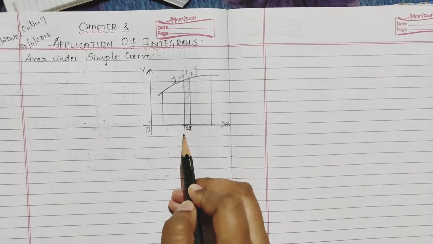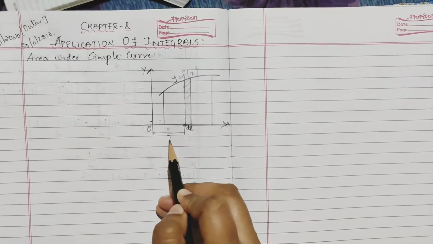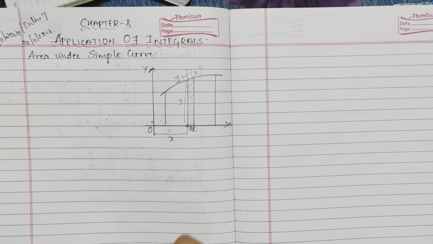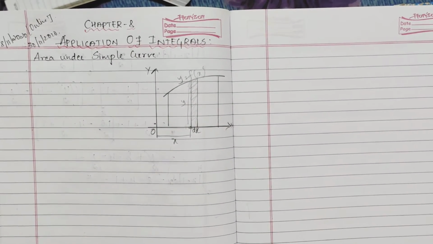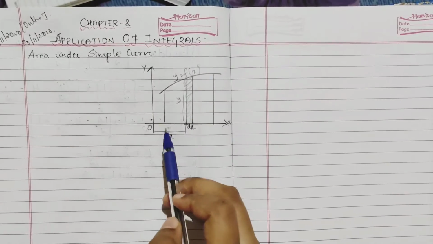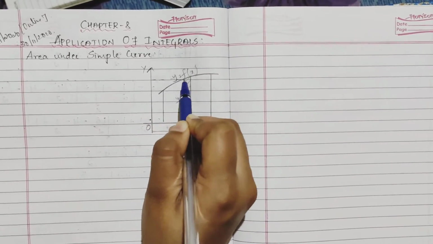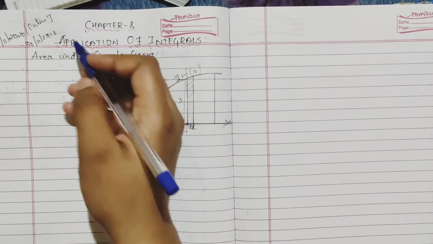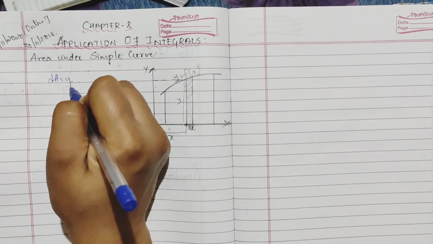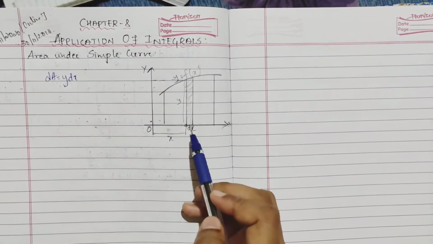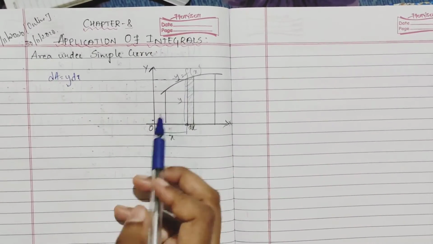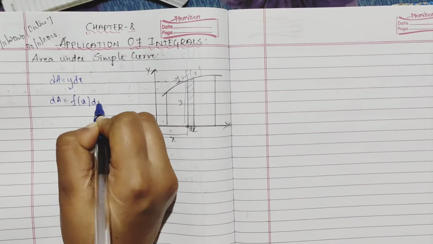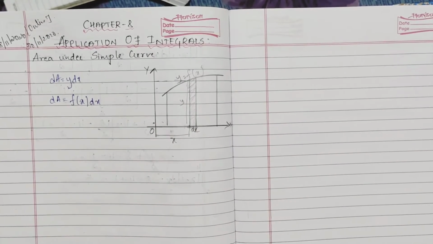Now, its length is y, and its x is f of x, you can see here. So if we have to find the area of this elementary strip, how can we write it? dA is equal to y dx. Even we can write it as dA is equal to f of x dx. This much you have understood.